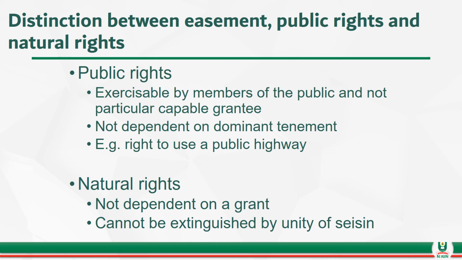Then the distinction between easement and public rights, and easement and natural rights. Public rights are generally exercisable by every member of the public, and there's no capable grantee. All right, and that's what distinguishes it from an easement. And then, of course, it's not dependent on a dominant tenement. So the right to use the public highway does not occur as a result of you having a plot of land next to the highway and so on. Okay, and then natural rights, like customary rights, are not dependent on a specific grant, whether express or implied, and they cannot be extinguished by unity of seisin as easements can be. So those are the distinctions between easements and public rights or natural rights.